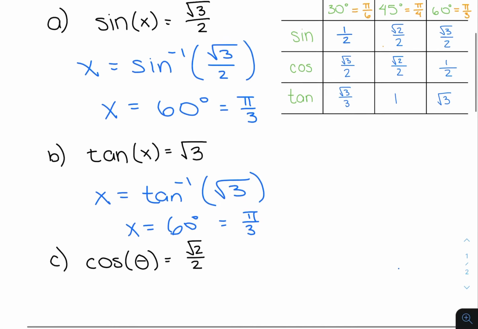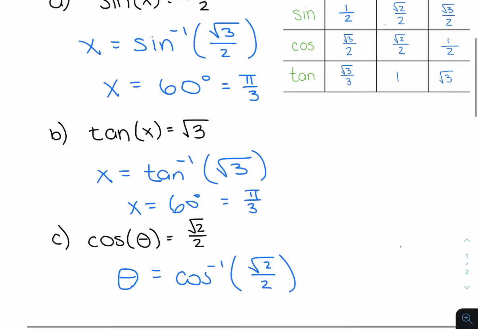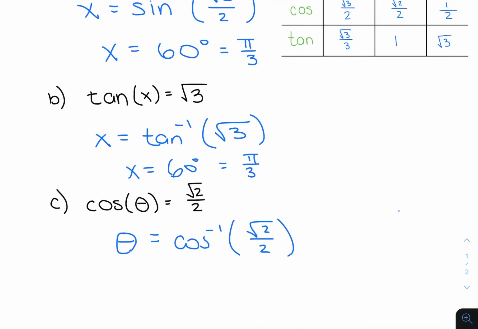Okay, let's try one more. For cosine of theta, theta is another way of representing our angle. So this is just our angle. So we can say that theta is going to be equal to the cosine inverse of the square root of 2 over 2. And again, according to our table, when we have cosine of the square root of 2 over 2, that's 45 degrees, or pi over 4. So our theta, in this case, is equal to 45 degrees, or pi over 4.